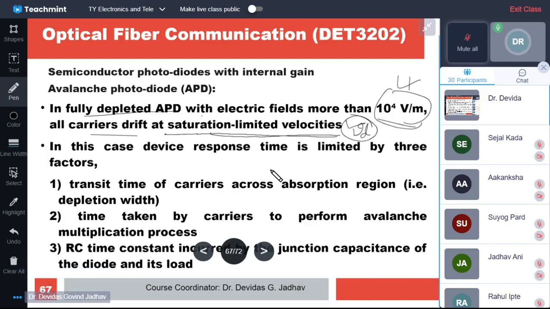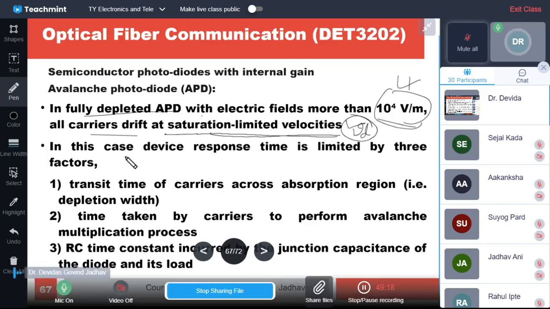So in this case, the device response time is limited by three factors. One is the transit time of the carrier across the absorption region, that is the depletion region. Second is the time taken by the carriers to perform the avalanche multiplication process. And third is the RC time constant. So these are the three factors. What are the three factors?